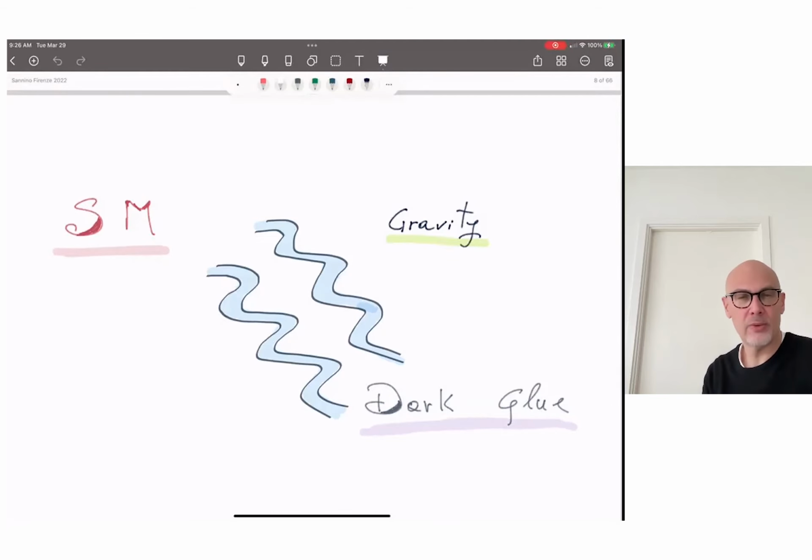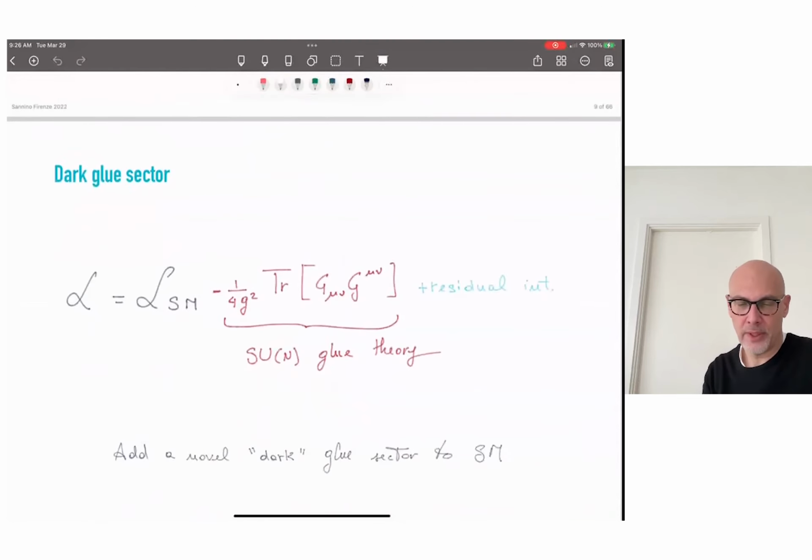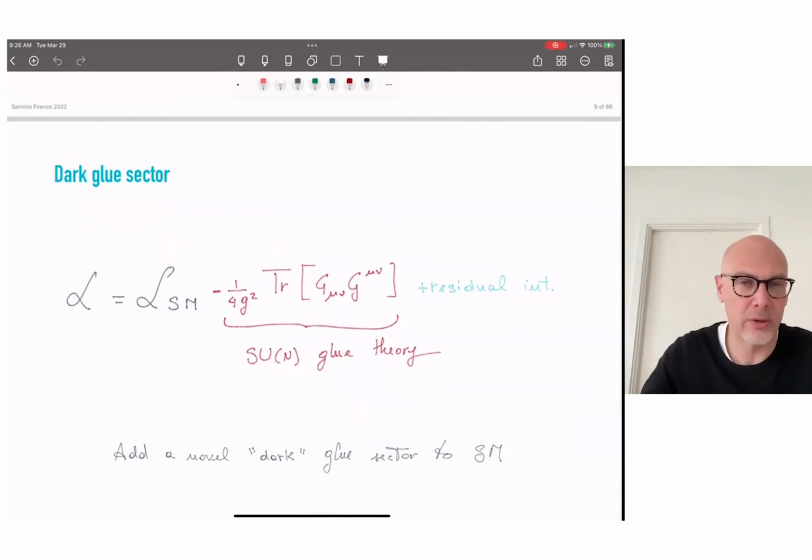To our surprise, this was not done professionally. Okay. So imagine you have a dark sector made only of pure glue that couples only gravitationally to the standard model. So what is the Lagrangian? The Lagrangian is the Lagrangian of the standard model plus a new glue sector. You could also imagine some potential residual interaction. This can come from gravity itself, quantum gravity, but can also come from particle physics. But we will neglect it at the moment.